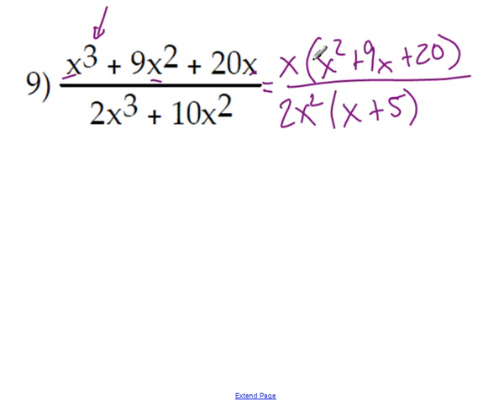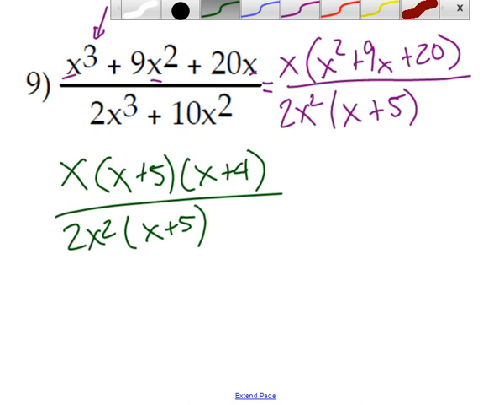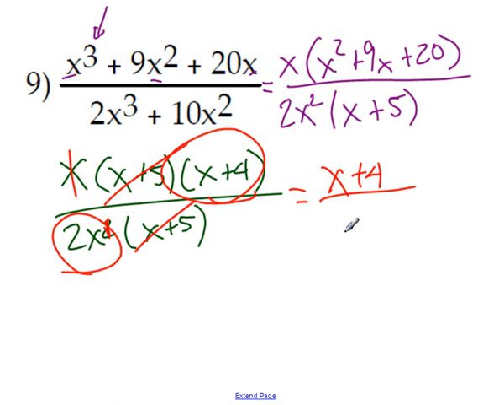We still need to factor this guy up here. So we're going to have x times, what multiplies to 20 and makes 9, is going to be x plus 5, x plus 4, all over that 2x squared times x plus 5. So now it's the easy part. Cross that out, cross that out. My x on top is going to leave 1x on the bottom. So x plus 4 is left up top here, and 2x all by his lonesome is left on the bottom. Done, done, done. Moving on with life.